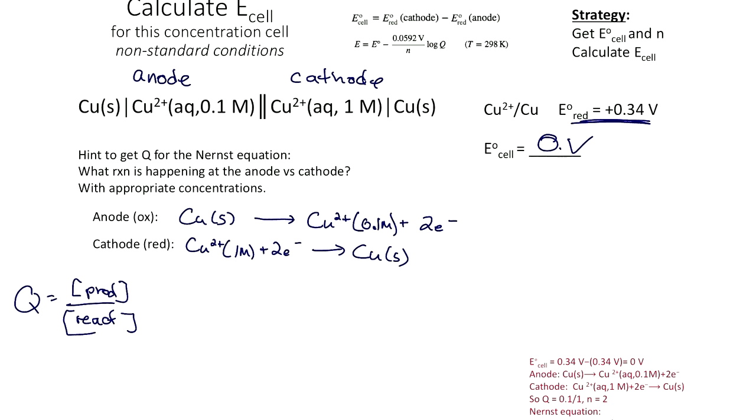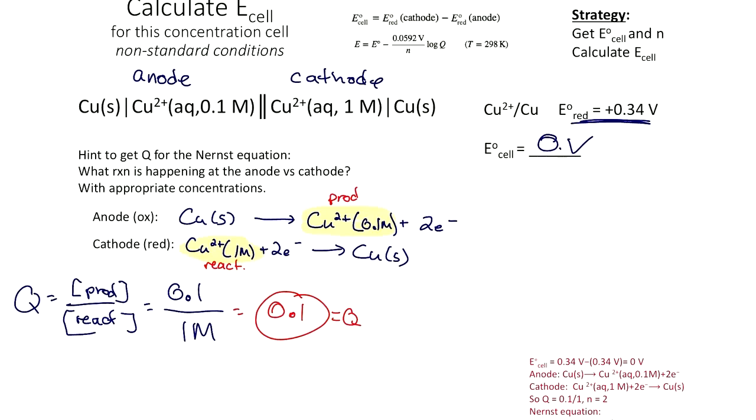So Q is equal to what? The 1 molarity goes where, on the top or the bottom? It's going to go on the bottom. So it's 0.1 molarity over 1 molarity. That is what Q is. Again, this is the product, and that is the reactant. Product, reactant. All right? So we see that Q is equal to 0.1. Perfect. Now we have everything to plug into the Nernst equation.